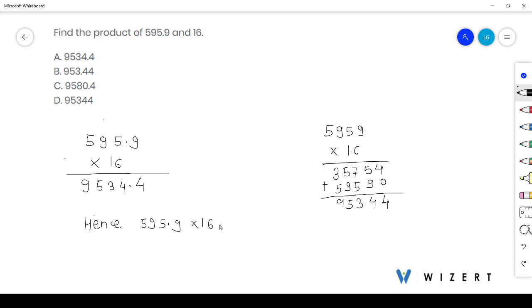595.9 into 16 equals 9534.4. So our correct option is option A.